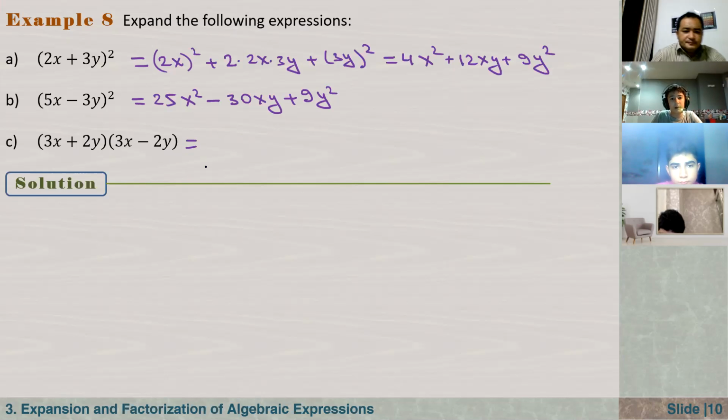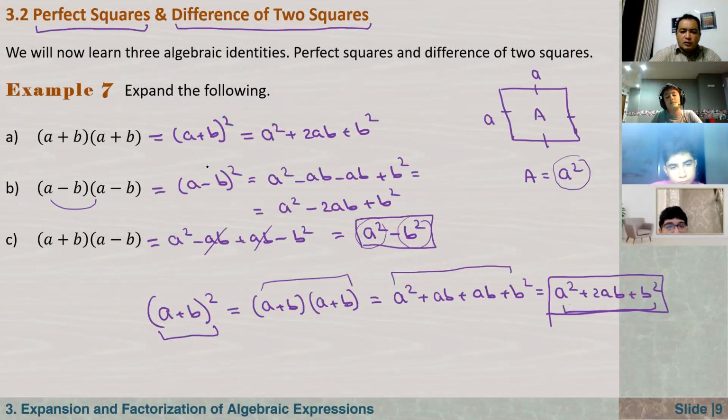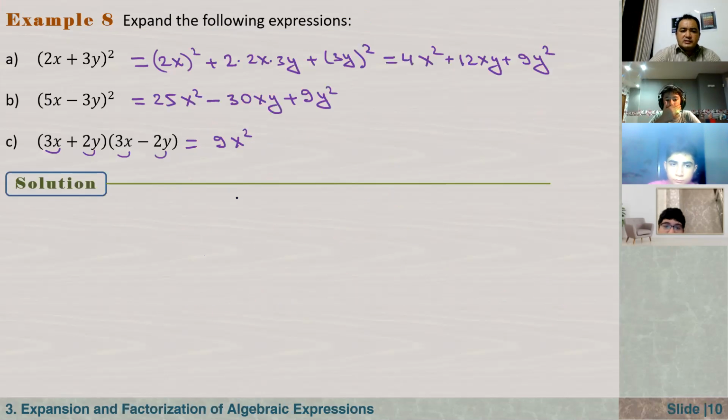Okay. Ibrahim, yes. 9x squared plus 6xy. No, just tell me the answer, because we have already proved that (a plus b) times (a minus b) equals what? a squared minus b squared, right? The third one here. So using this, that's equal to (a plus b)(a minus b). So 9x squared minus 4y squared.